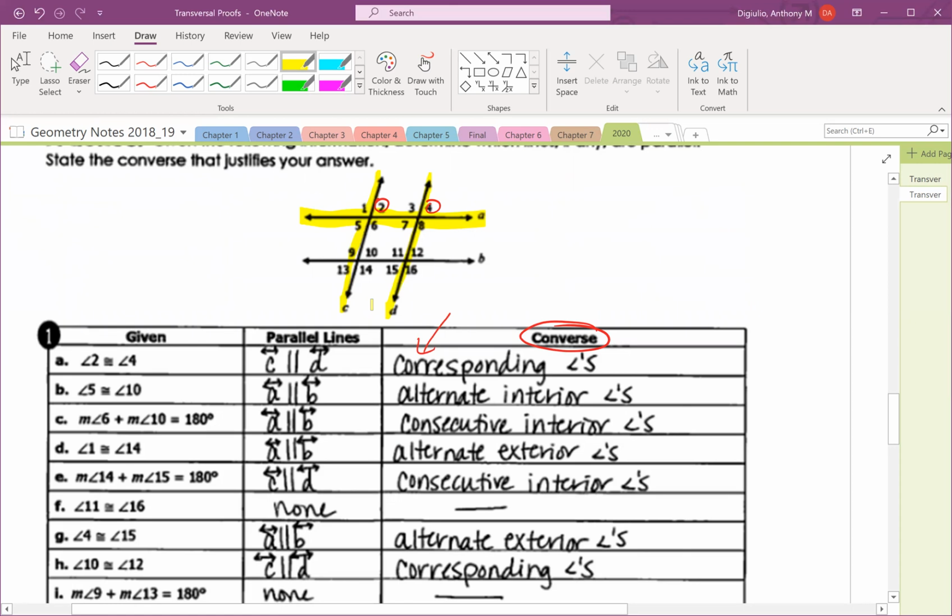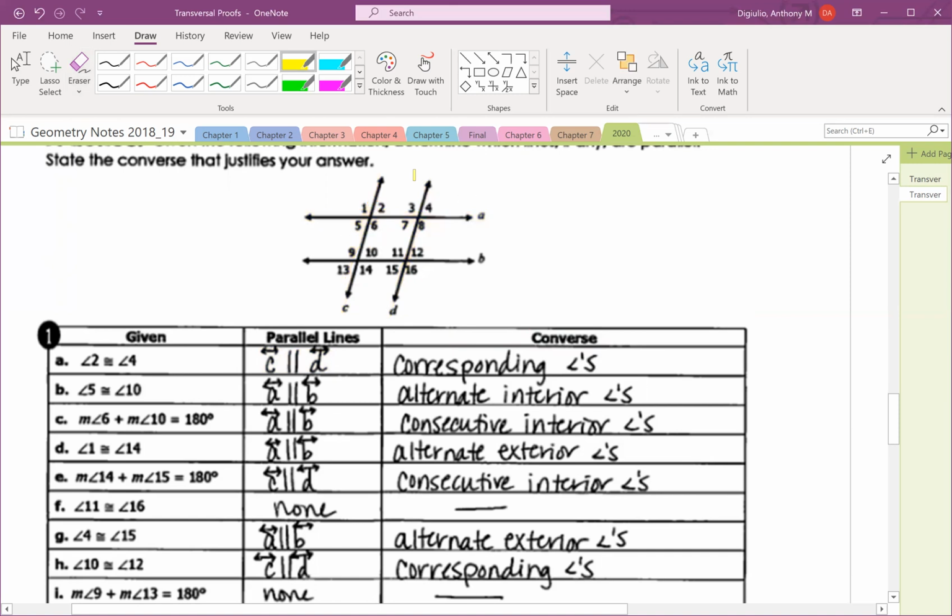And in this case, C and D would have to be the parallel lines. We're not comparing A to anything else. So C and D are the ones that we're looking at that would be parallel. So by starting off by figuring out which converse we're going to use based on the angle relationship, then we could go back and prove that those lines are going to be parallel to each other.